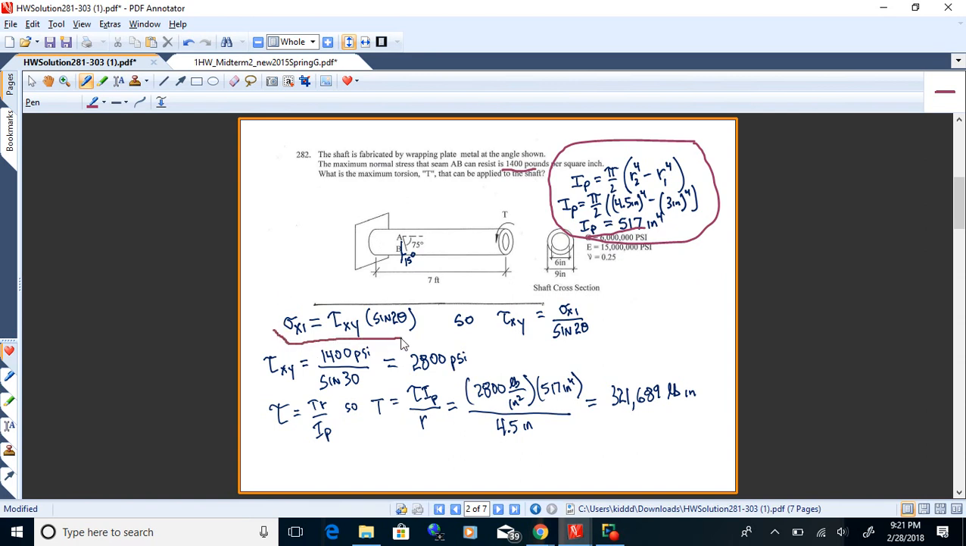I know the normal stress is tau xy times sine 2 theta. So if I solve that for tau xy, I get sigma x1 over sine 2 theta. 1400 psi is the most I can apply to that plane. Theta is not 75. Theta is measured from the vertical counterclockwise, so that's 15. Twice 15 is 30. So 1400 over sine 30 is 2800 psi.